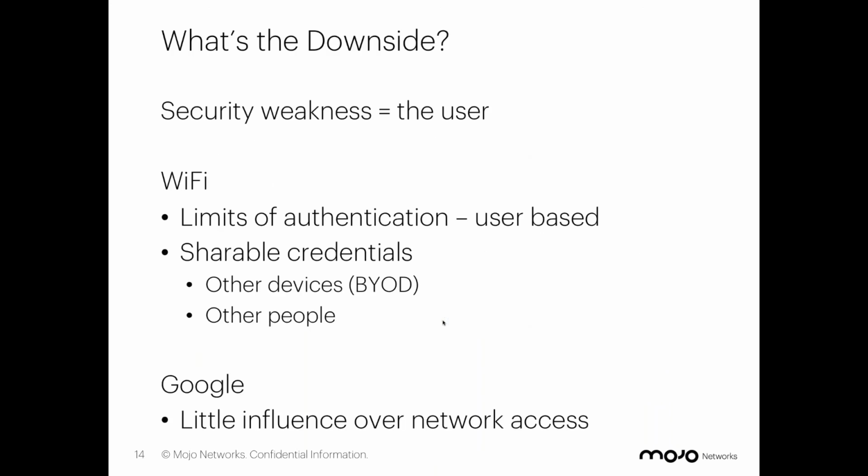The security weakness really is the user, as it always is. So if we just didn't let a user use our network, then we'd have a totally secure network. That's just not practical. So with Wi-Fi, you can limit the authentication, but it's user-based and the credentials are shareable. So this is the weakness. And with Google, there's little influence over the wireless network. So this is where Mojo Enforce comes in.